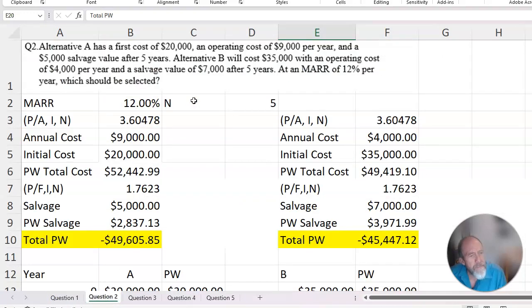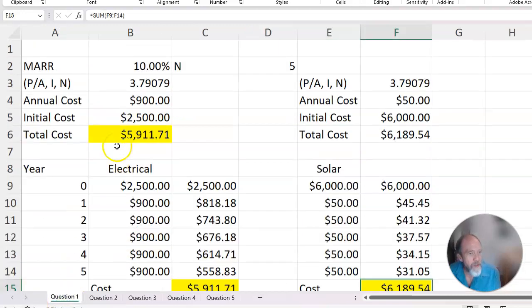All right, same concept, same type of problem. The only thing we've got to do now is deal with a salvage value. So you have option A: initial cost, operating cost, salvage. Option B: initial cost, operating cost, salvage. You can do the exact same thing here. It's exactly the same equation. In fact, I just copied it. You notice my spreadsheet looks awfully familiar.